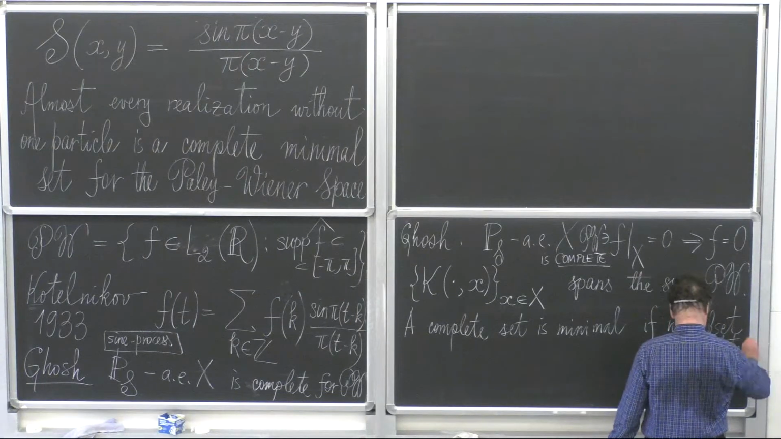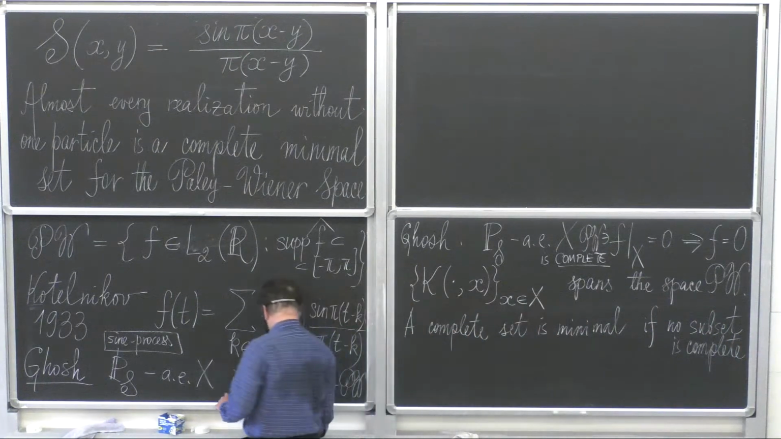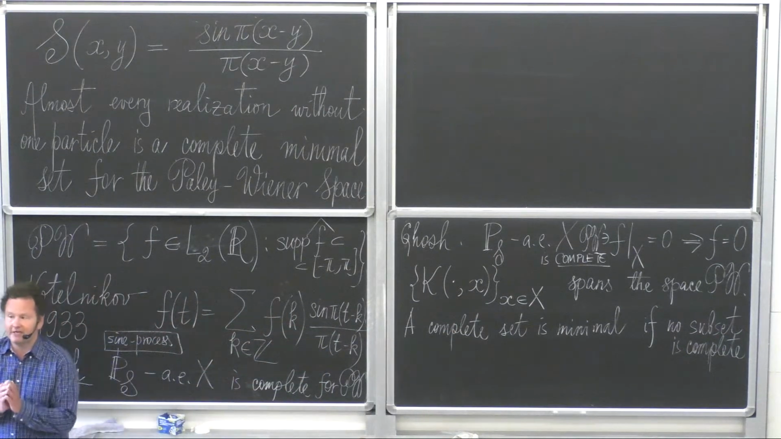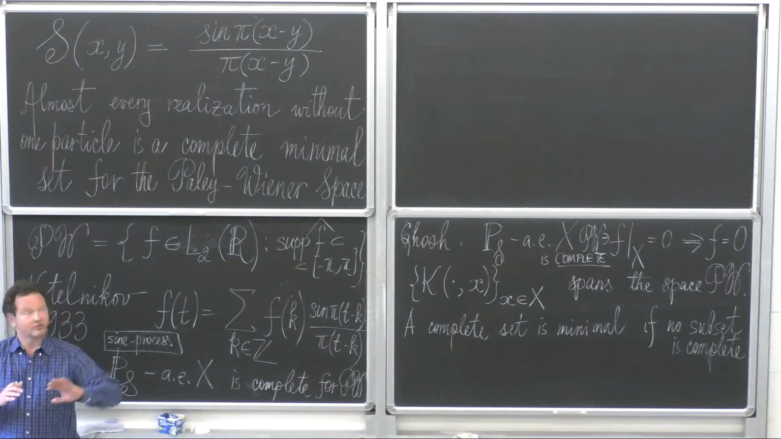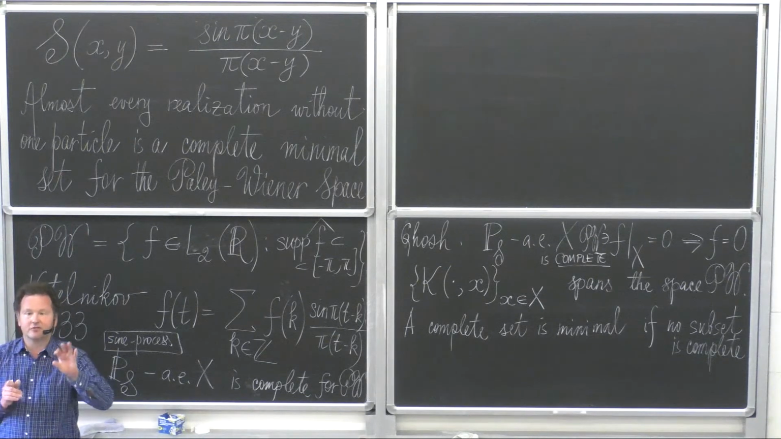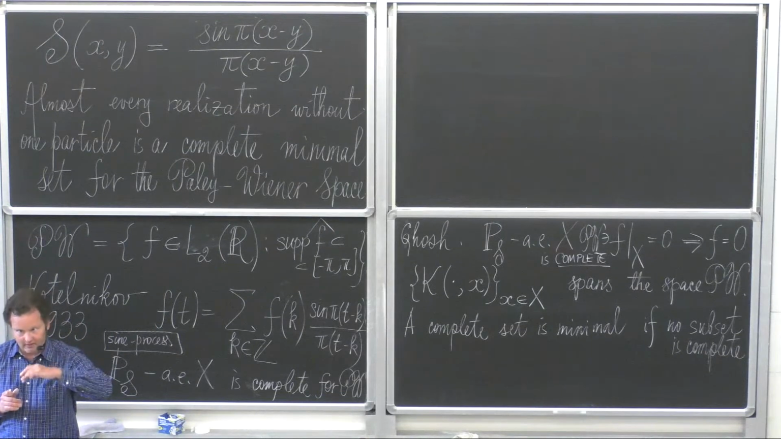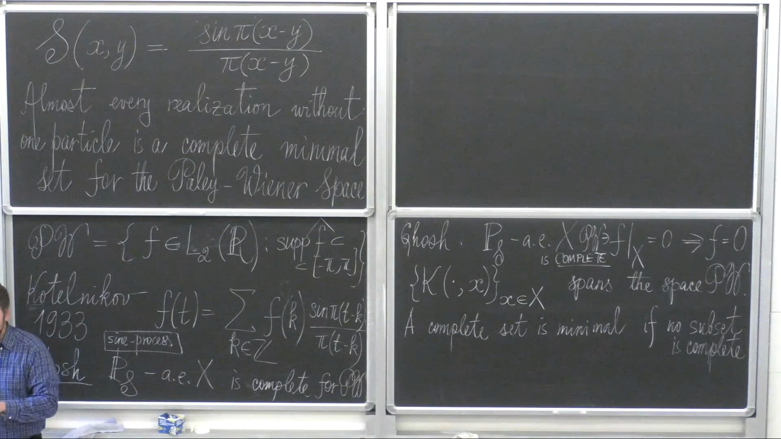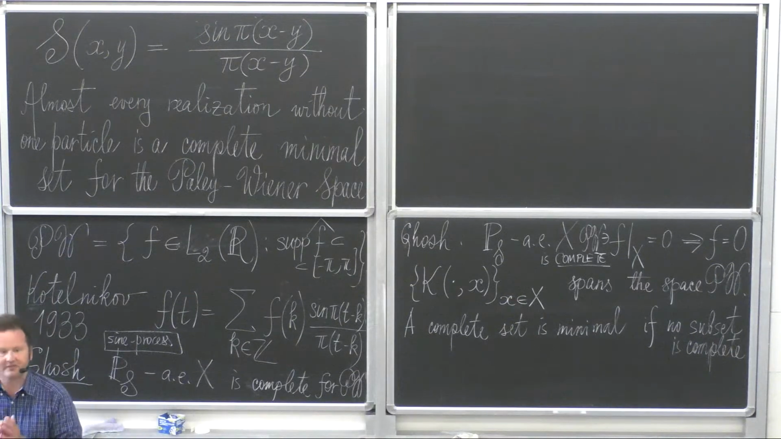And we shall see that the situation for the sine process, as in fact this result shows, is that without one particle it becomes complete and minimal. One has to emphasize, and we shall see such an example in the second part of the talk, that a complete set need not admit a minimal subset. So we are used to a complete family of vectors always admitting a basis, but this is not true here. It is quite possible that a set be complete and not admit a minimal subset. We shall see an explicit example very soon.